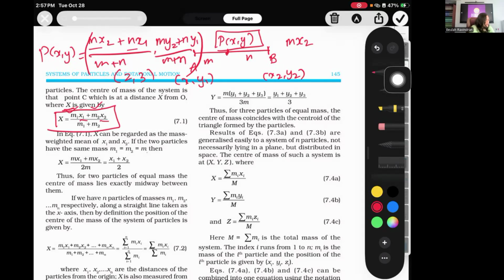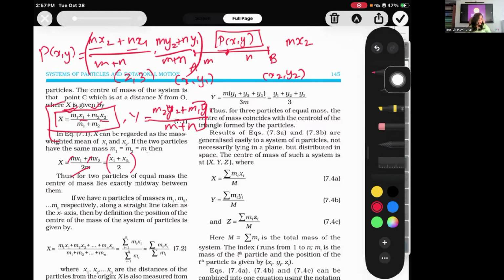Suppose if you write in 2 dimensions, then you can take y also. So y will be (m2 y2 plus m1 y1) by (m1 plus m2). So these 2 points should be taken. Okay. So if the 2 masses are equal, then you know it is the exact midpoint of the 2 distances. So if the mass is the same, you can take the mass common. This is for 2 particles.